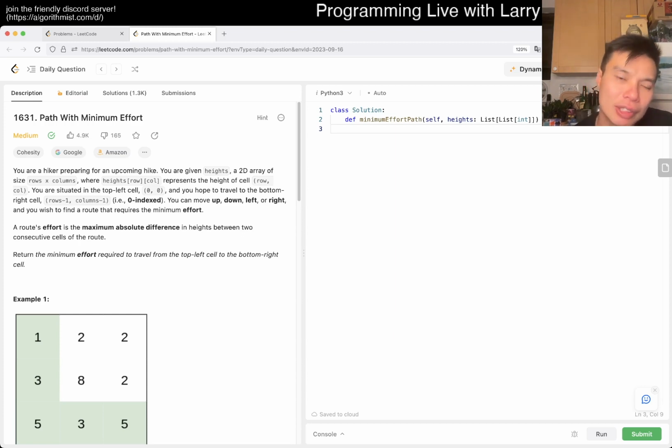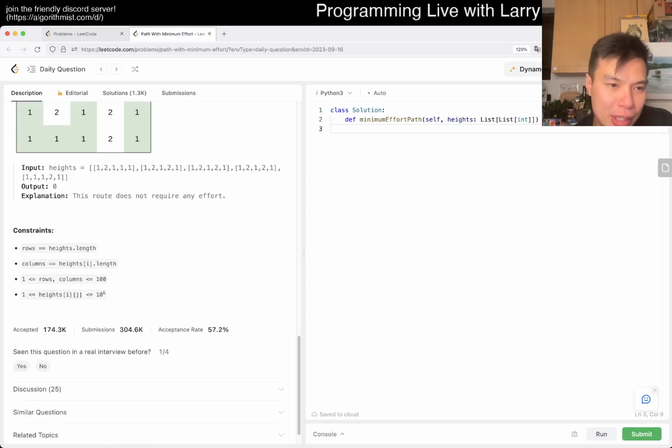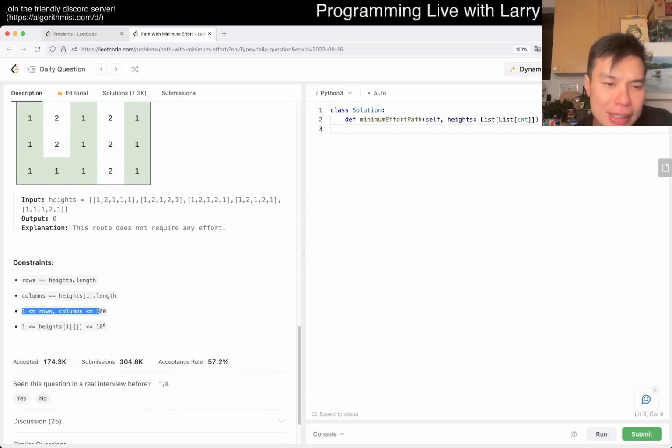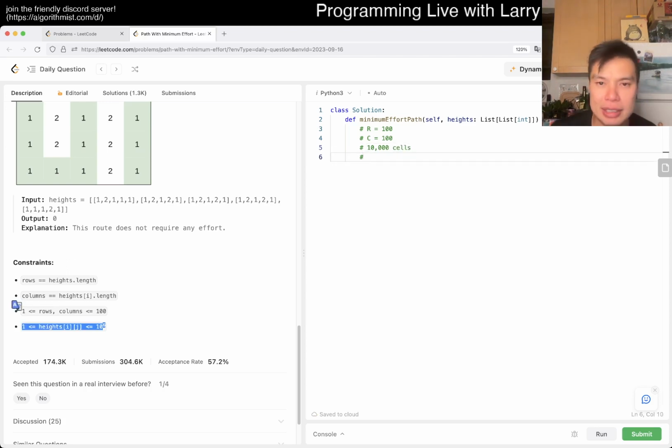Okay, I mean, there are a couple of things I can think about. Honestly, the first thing that comes to my mind is dynamic programming. Let me look at the constraints for it. If there are only 10,000 cells, right? So R is equal to 100, C is equal to 100, so there's going to be 10,000 cells. And the height only goes up to 10 to the 6.